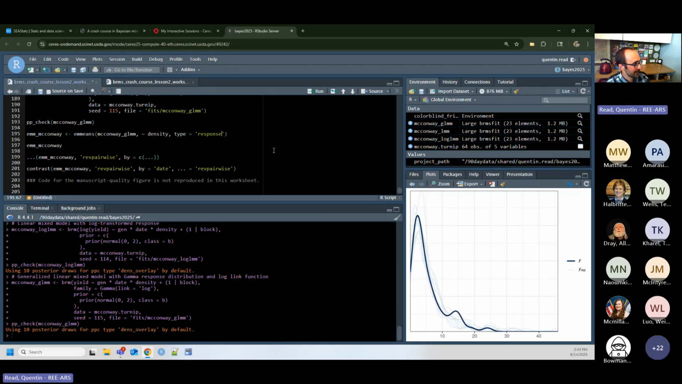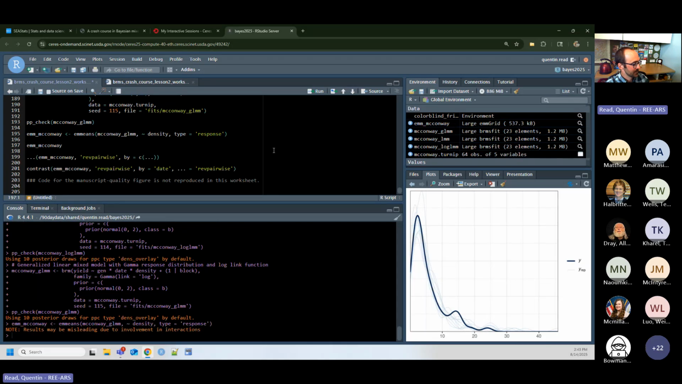Control Enter to run that. Results may be misleading due to involvement in interactions. Thank you for that note. I'm aware of that, but this is only to illustrate one main effect. We're averaging over all the other effects, but that's a very helpful note. And then I'll hit Control Enter here to print the output to my console.